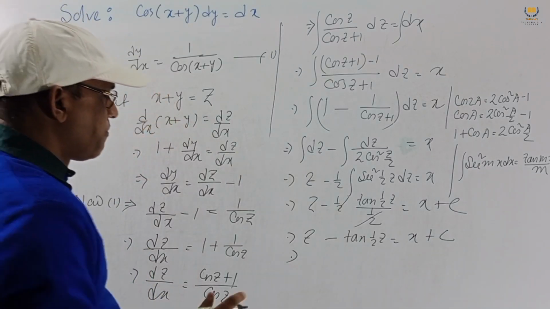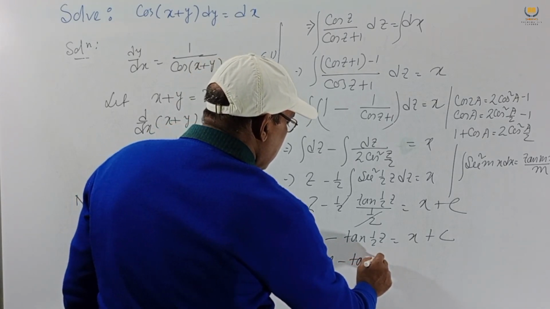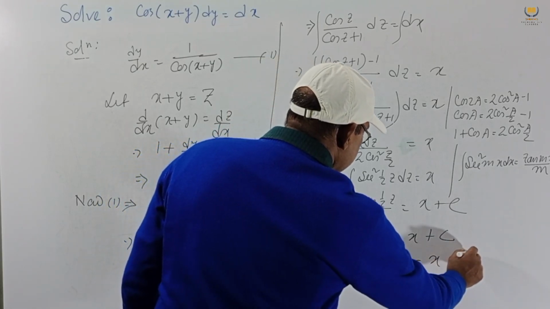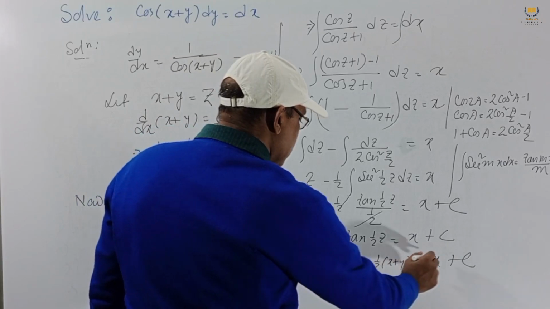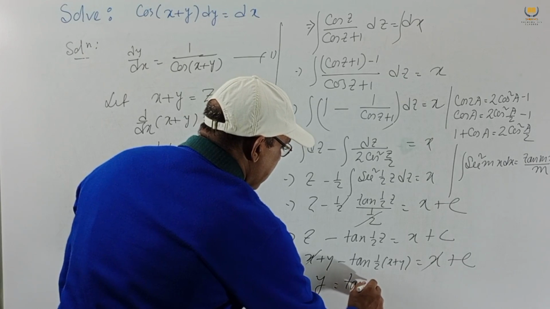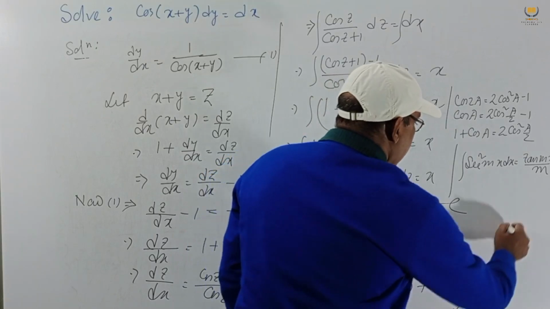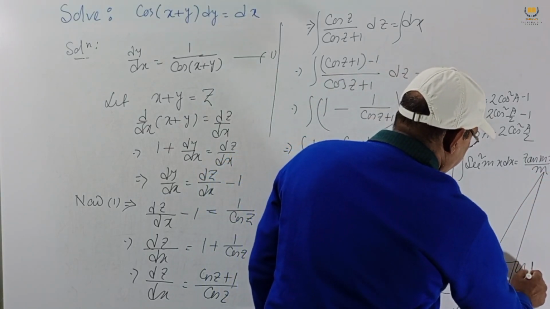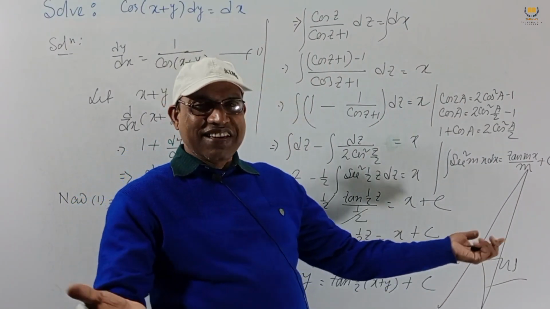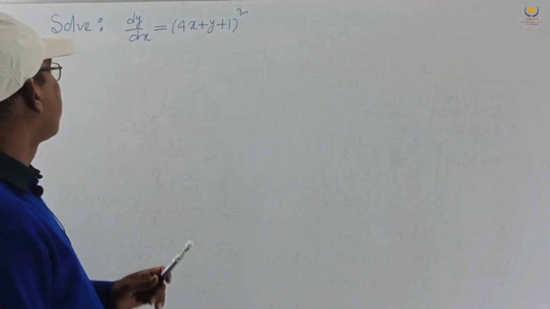And z means what? z is x plus y. So tan of 1 by 2 (x plus y) equal to x plus c, and this x cancels, and this implies y equal to tan of 1 by 2 (x plus y) plus c, and this is our answer. Very nice solution. Very easy, very interesting also. The simple calculation. Consider another interesting problem.